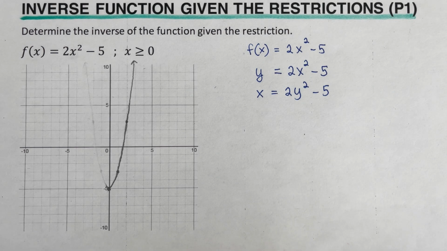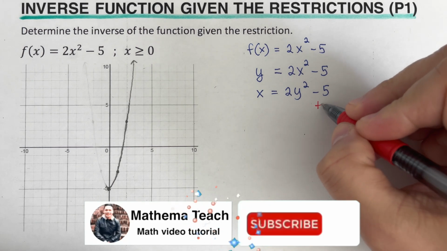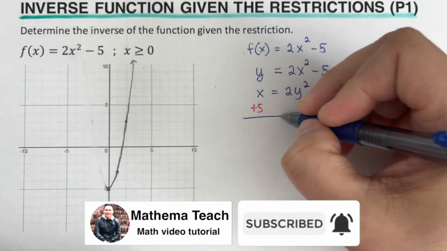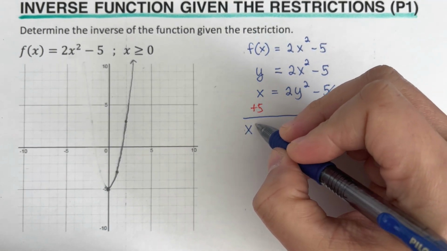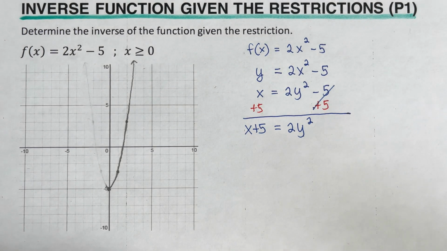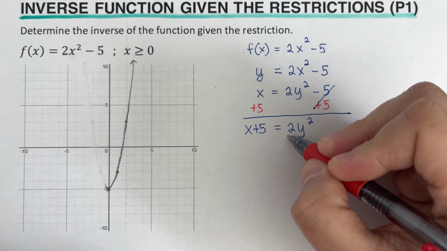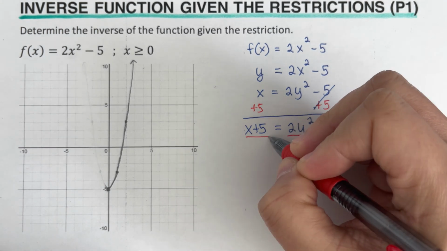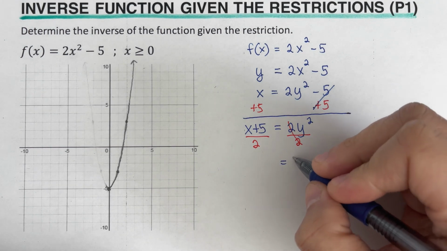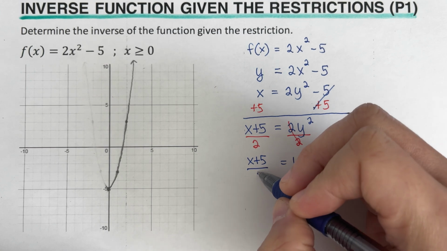Again, we're supposed to solve for y by itself. So we're going to add 5 to both sides, plus 5 and plus 5, so that we can cross the 5 out. We are left with x plus 5 is equal to 2y squared. Again, we are supposed to solve for y by itself, so we divide both sides by 2, and we can cross this out. We are left with y squared is equal to x plus 5 over 2.